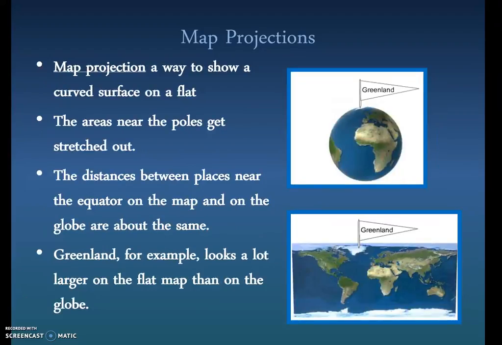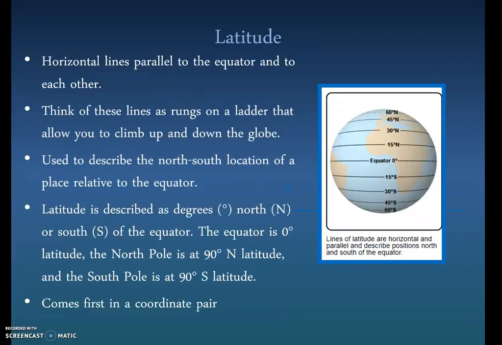So now that we've talked a little bit about the making of maps, we're going to talk a little bit about how to find places on a map. The first thing we need to know is latitude. We're going to talk about latitude and longitude, which are easy to get confused, so we're going to talk about some ways to keep them separate.